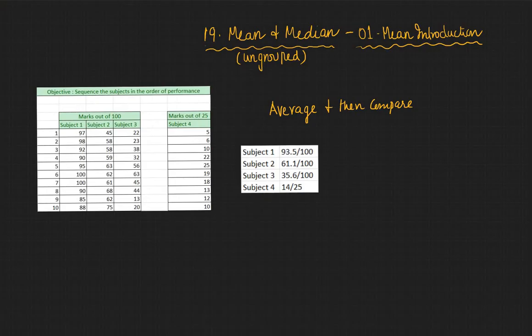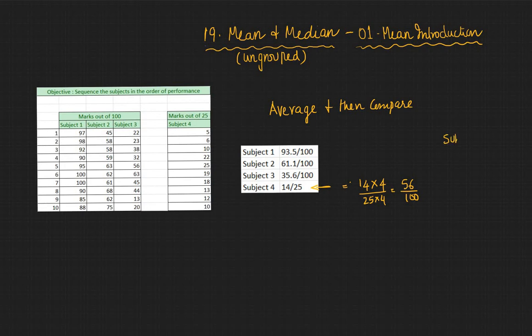So these are our averages. Now the only problem is we have this quantity which is 14 out of 25. So we can convert it into 100 by saying this is nothing but 14 times 4 divided by 25 times 4. So that's 56 out of 100. And once you get this, then you can compare. You can sequence them in the order of decreasing average.